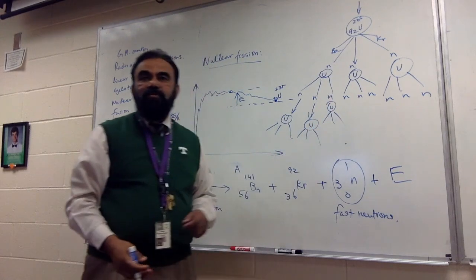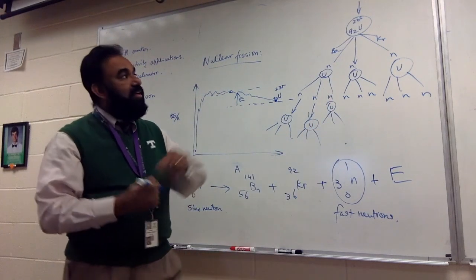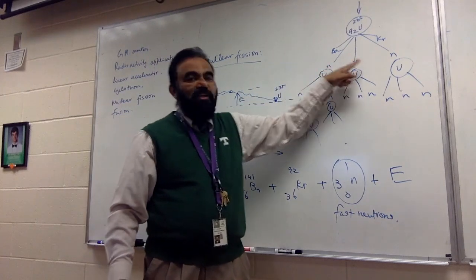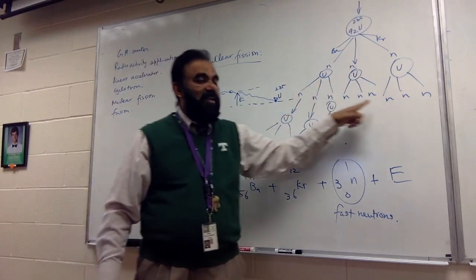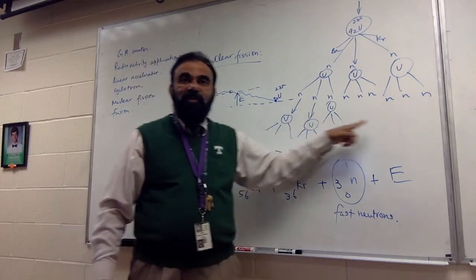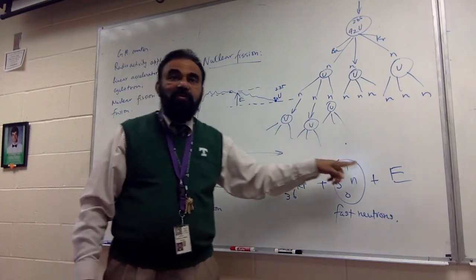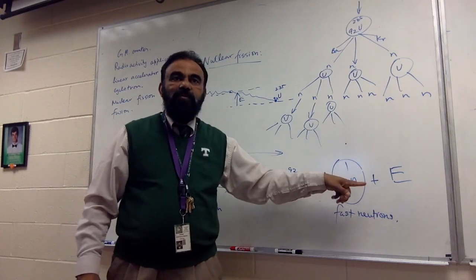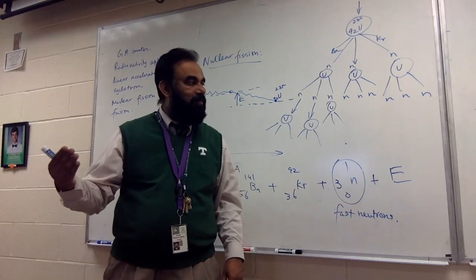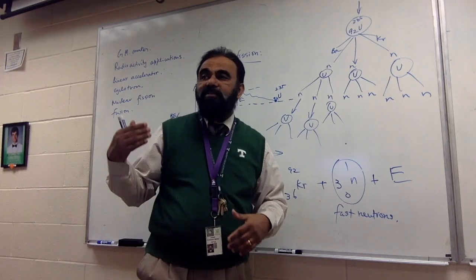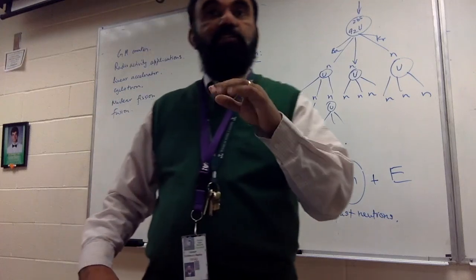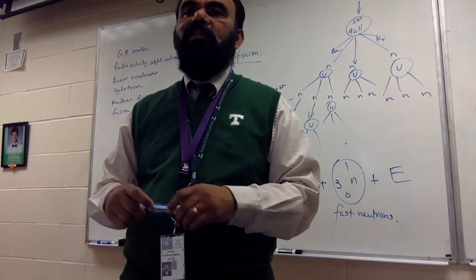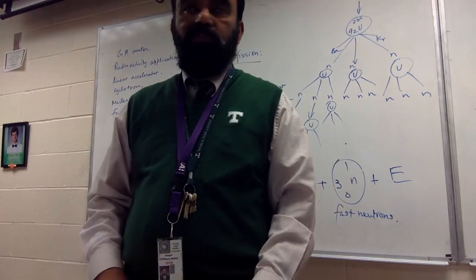You can see how it grows. Starts with a single neutron, becomes 3 neutrons, next time it becomes 9 neutrons, next time it becomes 27 neutrons, then becomes 81 neutrons, then 243 neutrons. It keeps building up. And this sudden build-up releases a huge amount of energy, and that is the energy that comes out in nuclear fission.